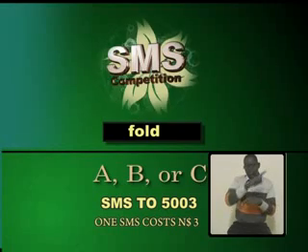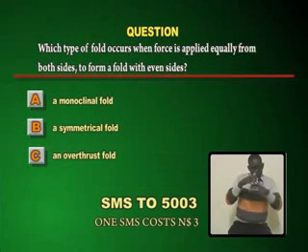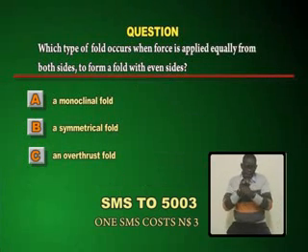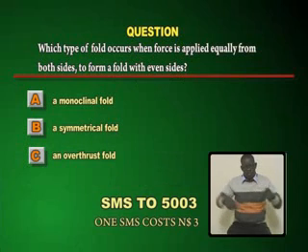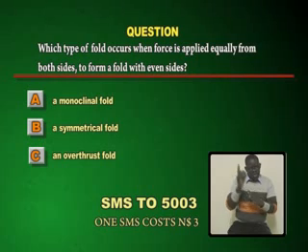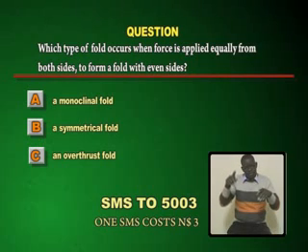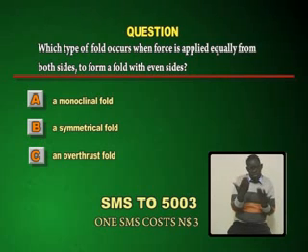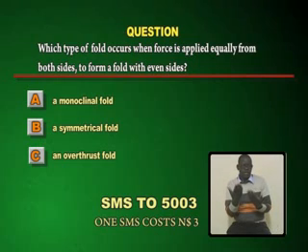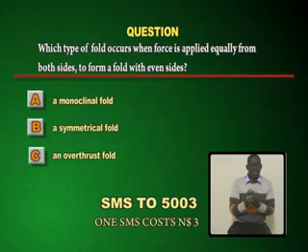Here is the question. Which type of fold occurs when force is applied equally from both sides to form a fold with even sides? Is it A, monoclinal fold, B, symmetrical fold, or C, an overthrust fold?